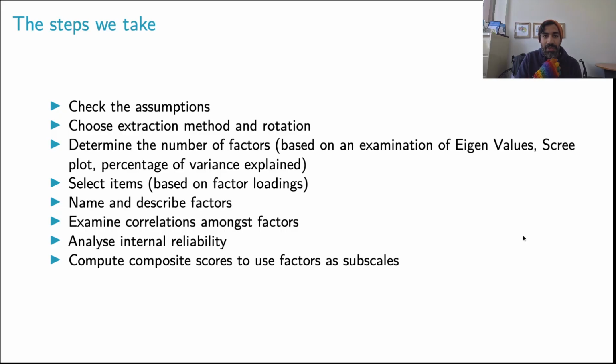And so the steps that we take for an exploratory factor analysis was check the assumptions, ensure that the assumptions are met, choose the extraction method and rotation to best fit the data, determine the number of factors based on examination of eigenvalues, scree plots, percentage of variance explained, select the items based on the factor loading. So you have your loadings and you want to ensure that you're selecting the items that allow you to have the cleanest factor structure, and then naming and describing factors.